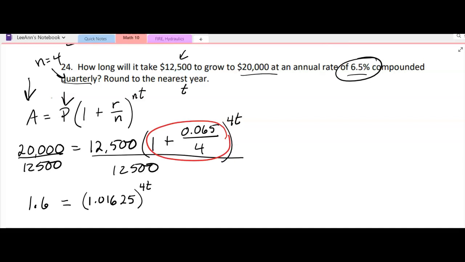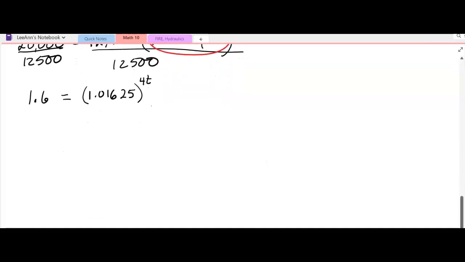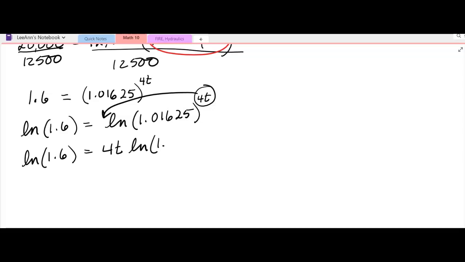So the book, I think they usually have you just go with natural log, but you could use a common log, but anyway. If I go with natural log, I can go natural log of 1.6, and I can go natural log of 1.01625 to the 4t. Now, what happens is this exponent comes down from the power rule. So we can say natural log of 1.6 equals 4t natural log of 1.01625. And you're trying to solve for t, okay?